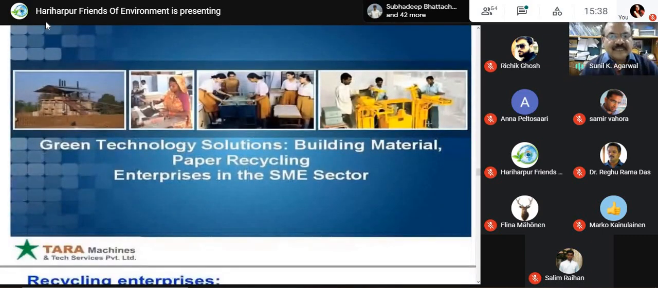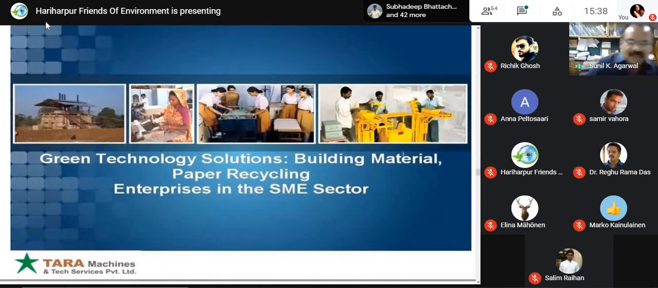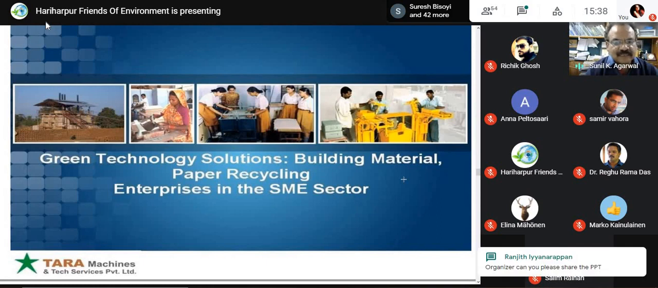There is another group, Development Alternatives, based in Delhi, and they have their working areas in Bundelkhand and other parts of the country, and they have also come out with green technological solutions in building material, paper recycling, and creating enterprises at the small and micro level. Next slide, please.